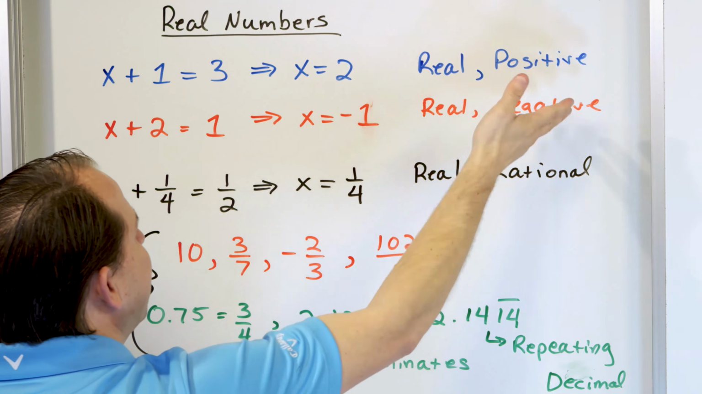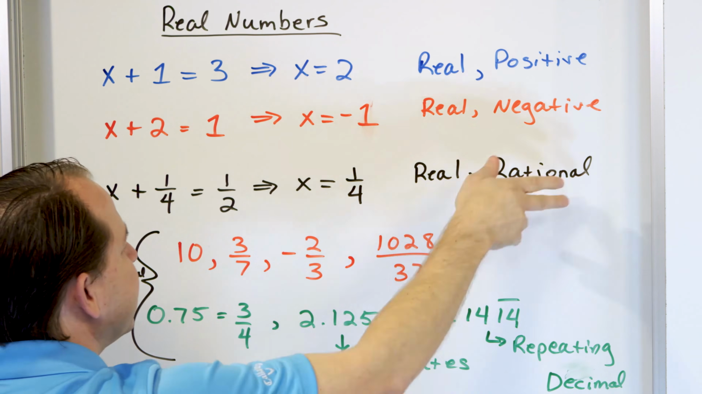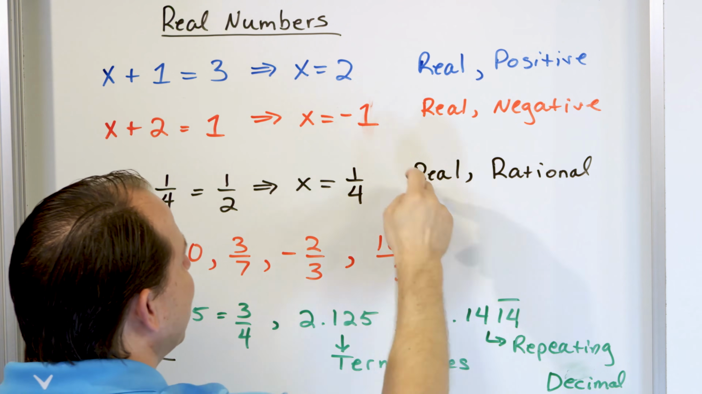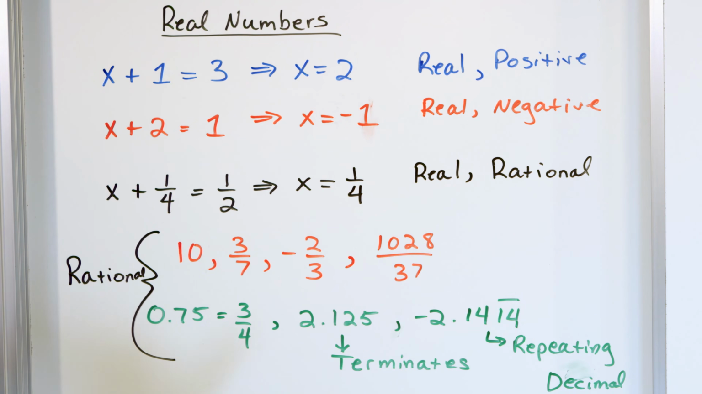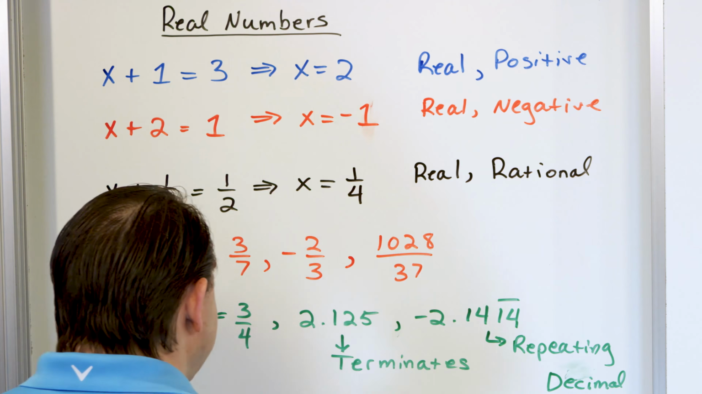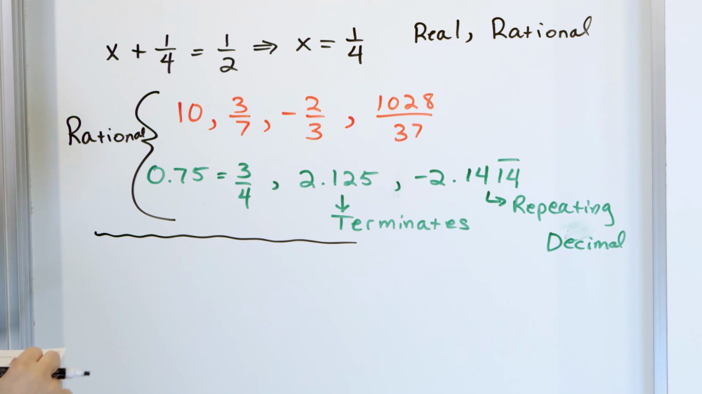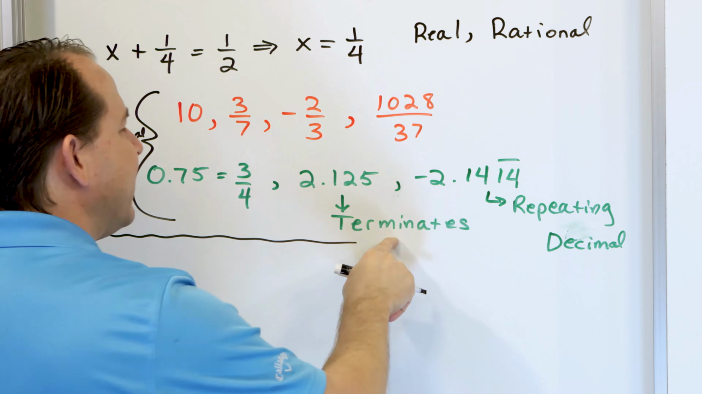This one requires real positive numbers. This one requires real negative numbers. This one requires real rational numbers. And then once we figure that out, we realize these are also rational numbers too. But then a long time ago, probably the ancient Greeks, I'm not totally sure, figured out that some numbers do not terminate like this.